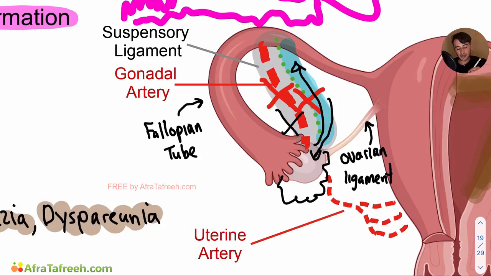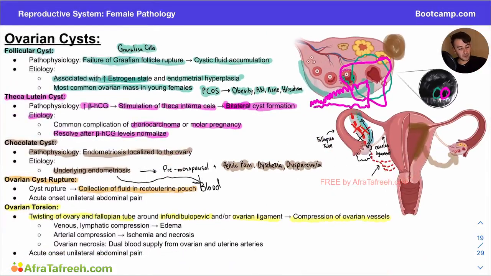Luckily, we have some collateral from the uterine arteries, but these can sometimes also be tied up depending on how the ovary flips in space, and so it's not always guaranteed that we're going to have collateral blood flow. So this is always going to be a surgical emergency. We're super worried about this ovary not getting enough blood supply and dying and resulting in infertility or an acute abdomen.